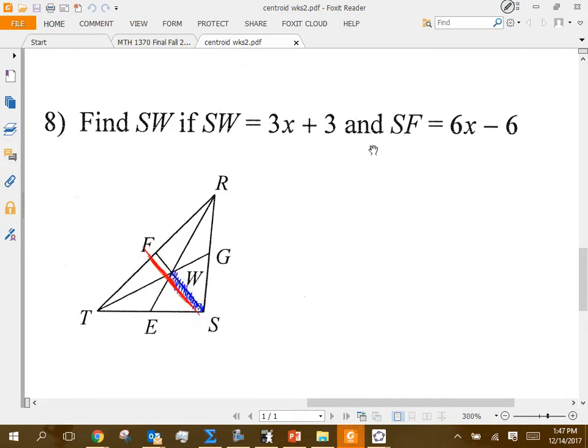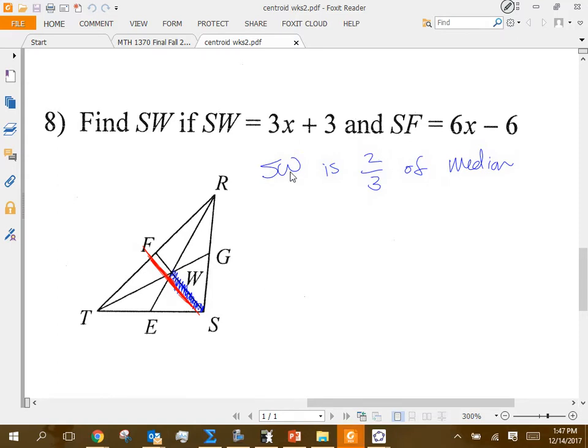comment that they take WS, and what ratio should WS be of the entire median? 2/3. So they write that SW is, and they say 2/3 of the median. Okay, that's what we know, right? That's what you just told me.